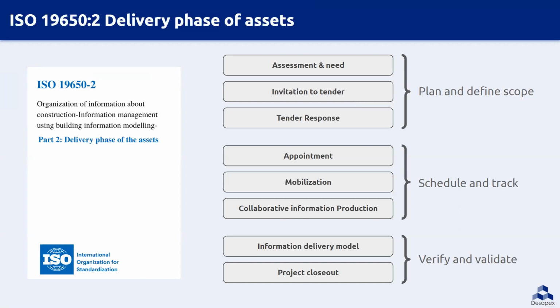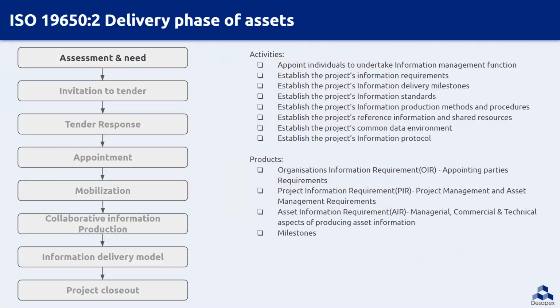We will now discuss in detail the steps involved to generate, store, and authorize project information as per BIM ISO 19650 part 2. It's information management using BIM during the delivery phase of the project. So the first step, assessment and need: the appointing party lists the requirements, which include organization requirement, project related requirement, asset related requirement, and exchange information requirement. Information like project scope, the purpose of generating the information and its use, key decision points, etc., are documented.